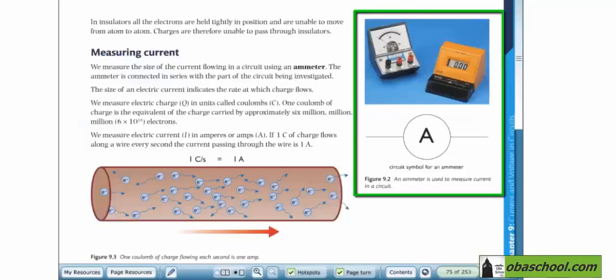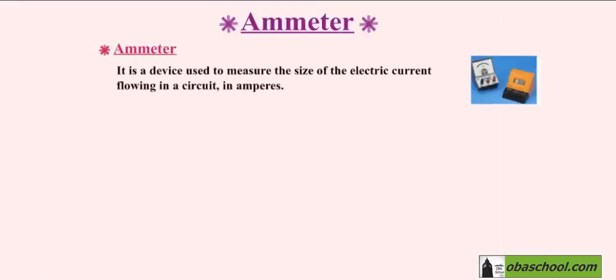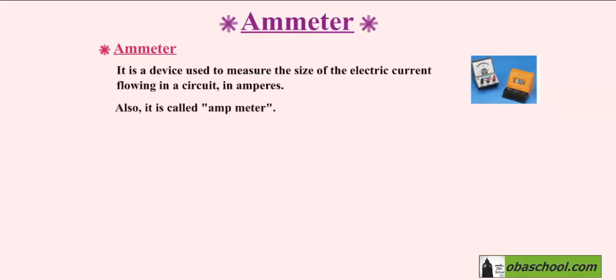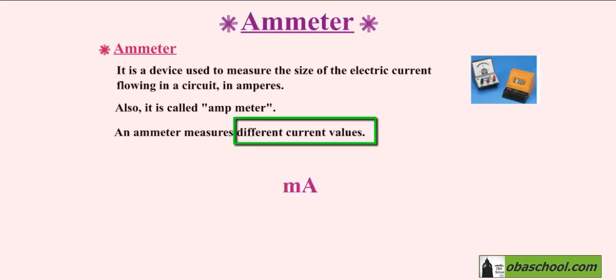In this video, we will learn about the different appliances which are used to measure the different components of an electric circuit. We will start with the ammeter. It is a device used to measure the size of the electric current flowing in a circuit in amperes, which is the unit of electric current, which we already talked about in the previous video. It is also called an ampmeter. It measures different current values like milliampere, ampere, or kiloamperes.